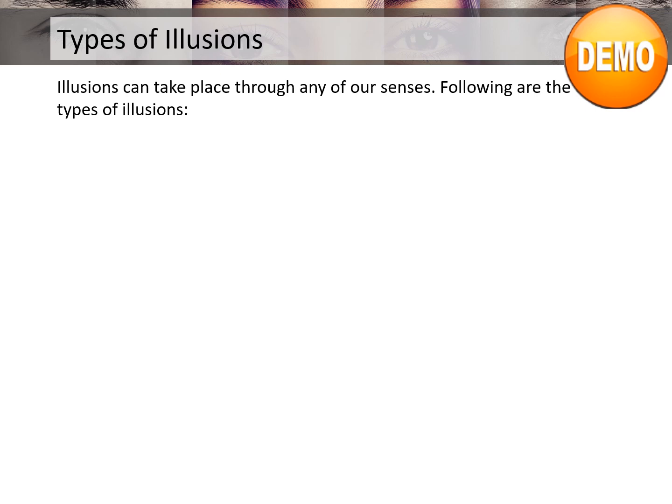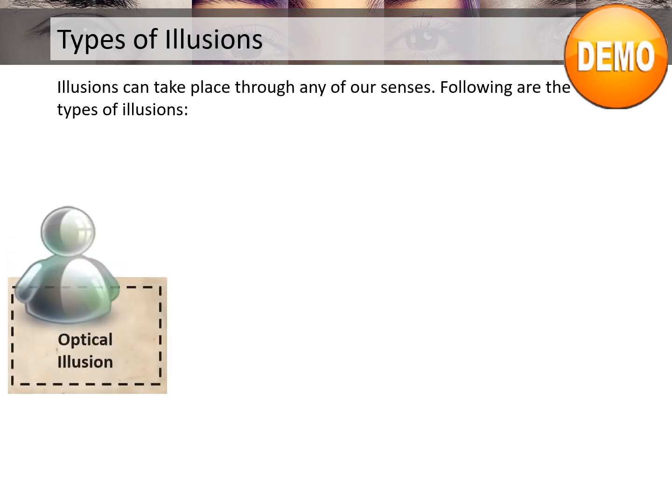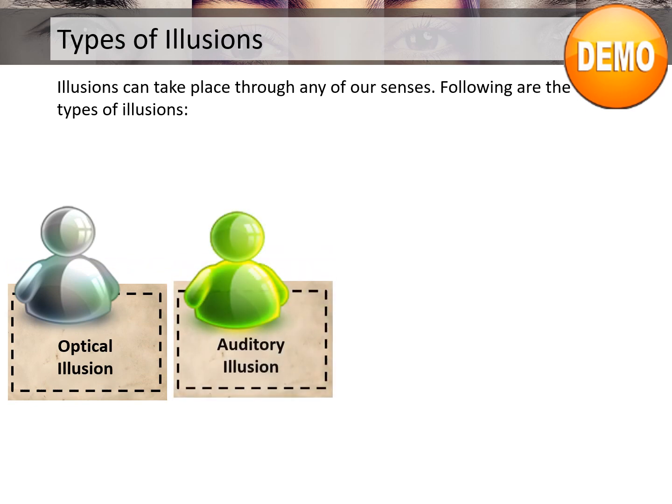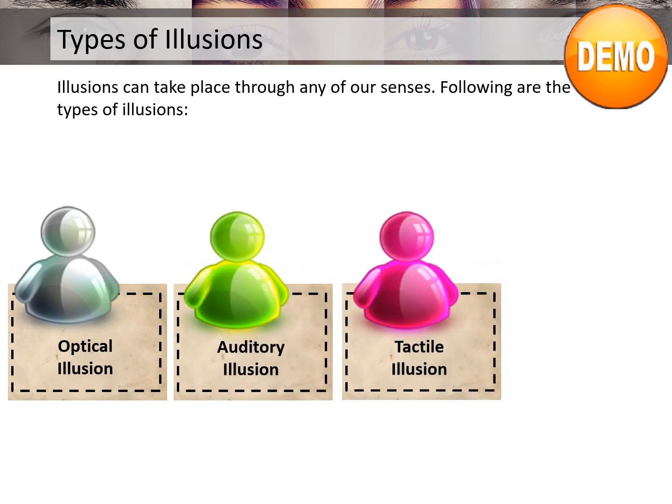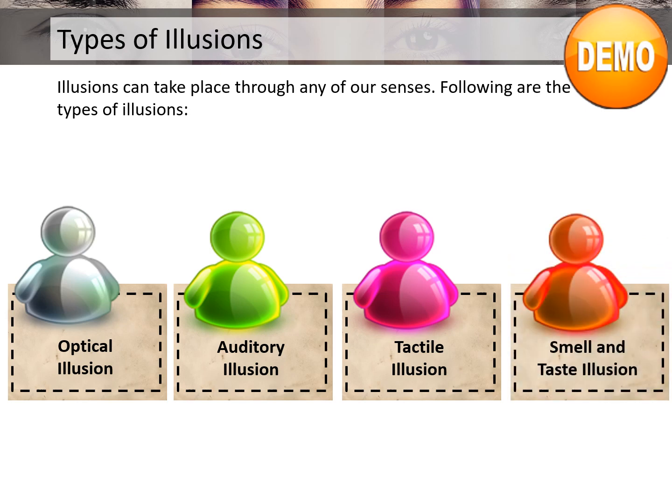Illusions take place through any of our senses. The following are the different types of illusions: optical, auditory, tactile, smell, and taste illusions. Let's look at each one of them in detail.